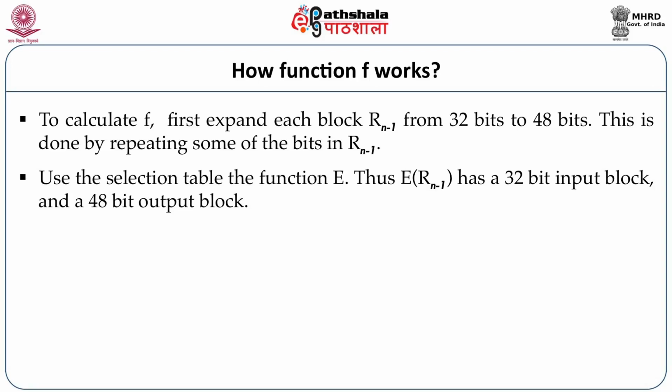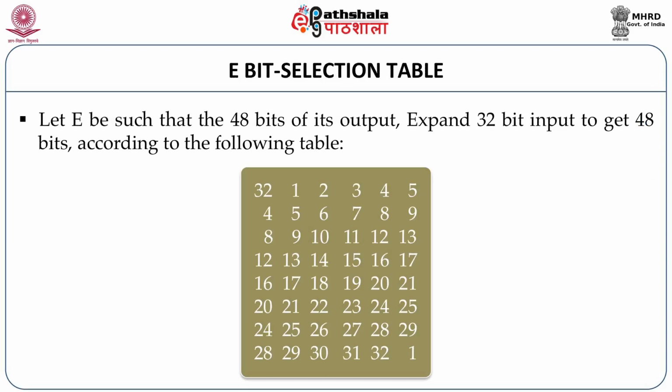So you can see the expansion table or selection table in which we have repeated some bits. In the first row you can see 1, 2, 3, 4. Before 1 we have appended bit number 32 and after 4 we have appended bit number 5. In the second row, in the middle, it is 5, 6, 7, 8. Before 5 we have appended the 4th bit and after 8 we have appended the 9th bit. In such a way, by repeating the bits, we have generated a 48 bit output out of 32 bits.